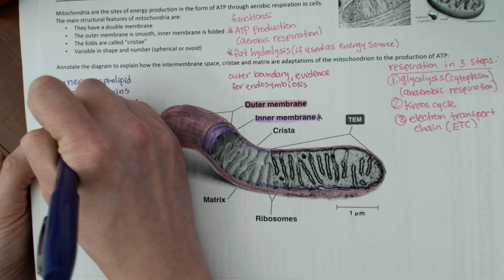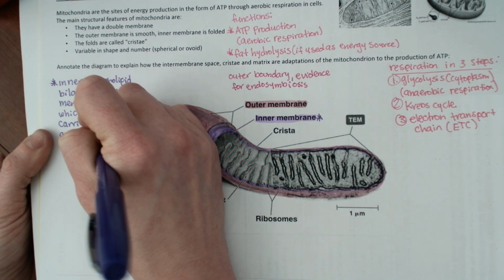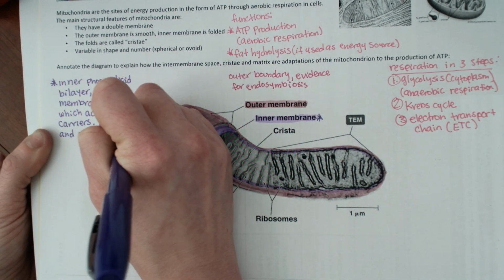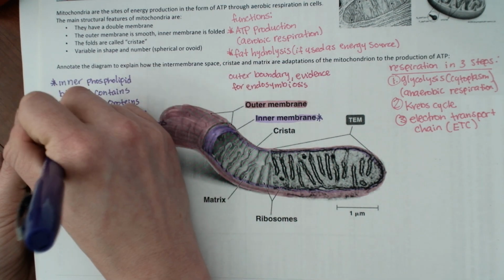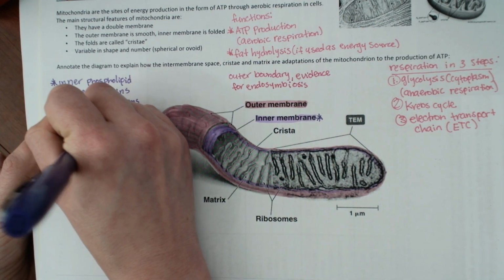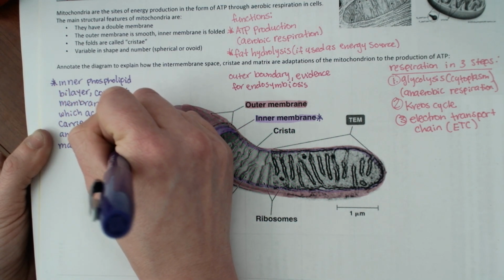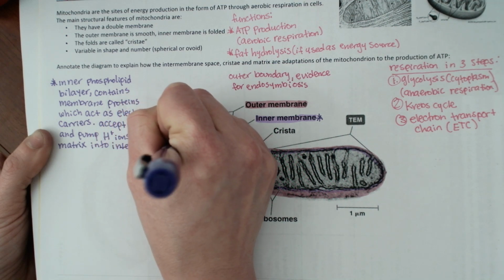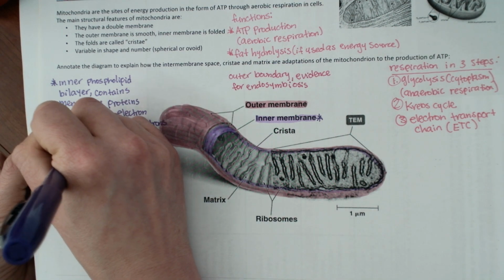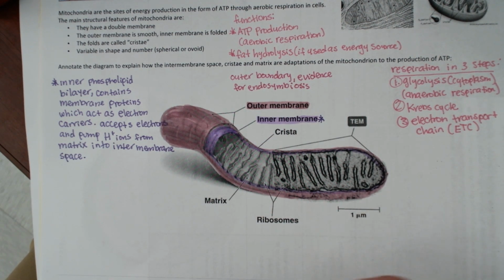And pump positive hydrogen ions from the matrix into the intermembrane space. It's like the space between the inner and outer membrane.